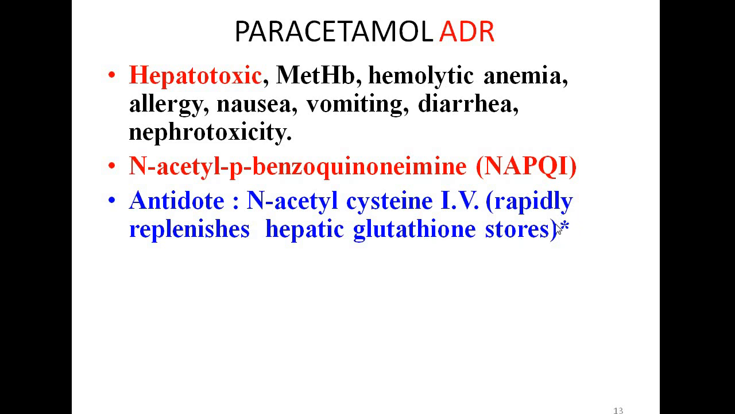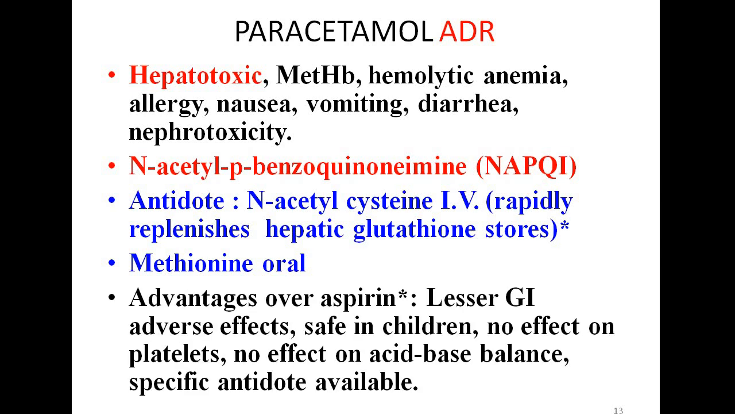This again is a short answer question. Name the antidote for paracetamol overdose. Or the other sulfur-containing amino acid, methionine, can be given orally in paracetamol overdose. A frequently asked 2-mark question is, what are the advantages of paracetamol over aspirin?